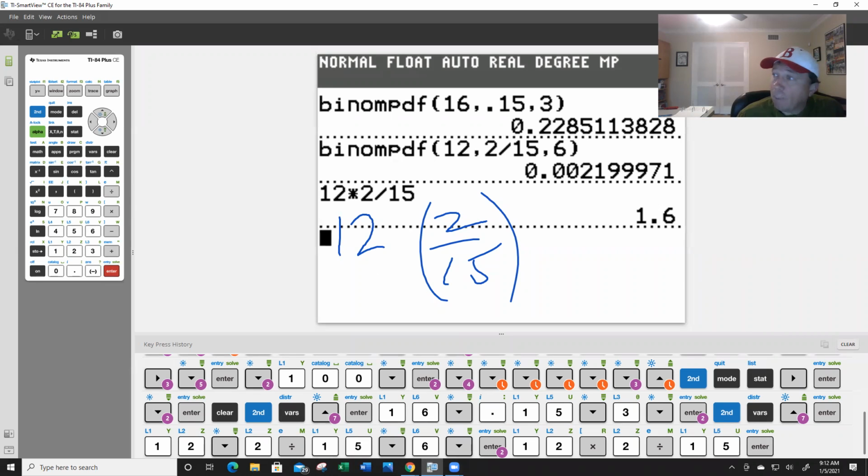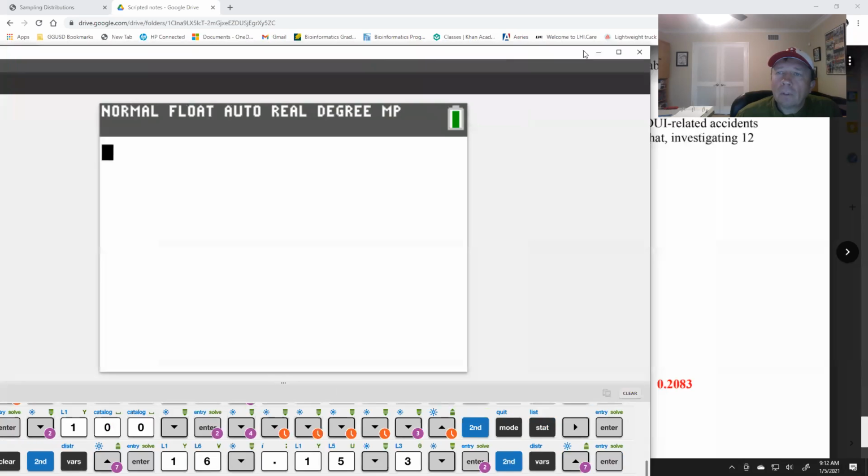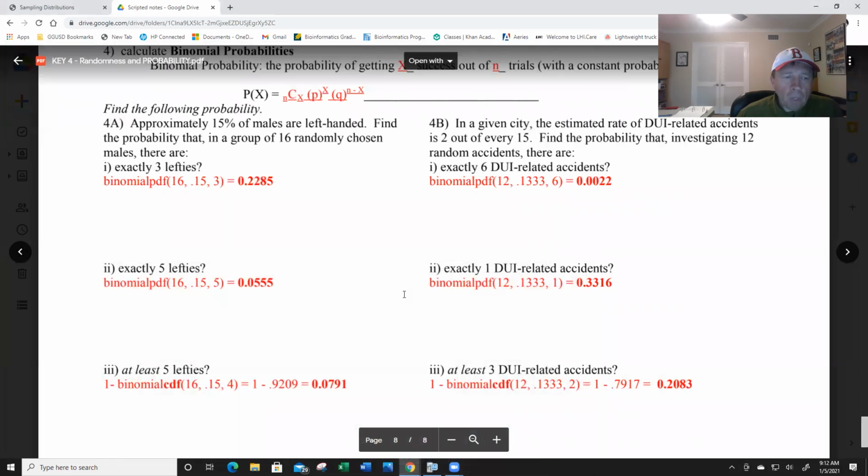If you saw a spike like this, you might say, wow, 6 of the last 12 have been DUI related. What's going on? That's a little unusual. You might actually think that, which would be an inference kind of thing. You're inferring, making a judgment. Okay, let me clear this for the next time. All right. Okay, next one.